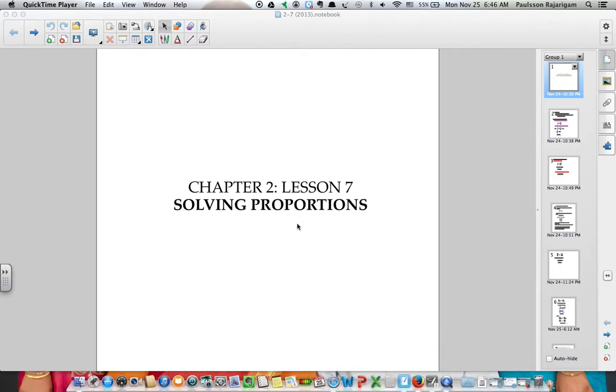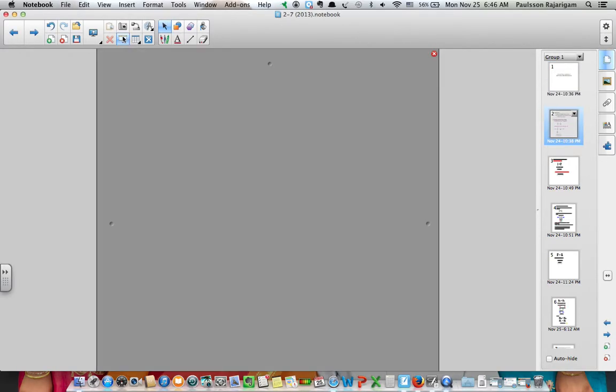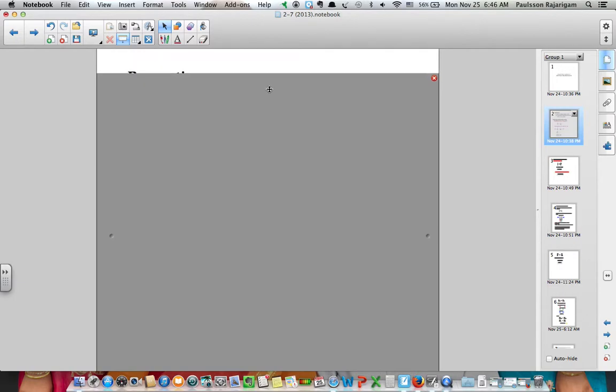Okay. All right. So it's chapter 2, lesson 7, solving proportions. We've done a little bit of this in sixth grade. Many of the problems that we looked at in sixth grade are problems where you can simply look at the proportion and probably compute the value in your head. But as you can see in this lesson, it's going to be a little more than that in seventh grade, right?